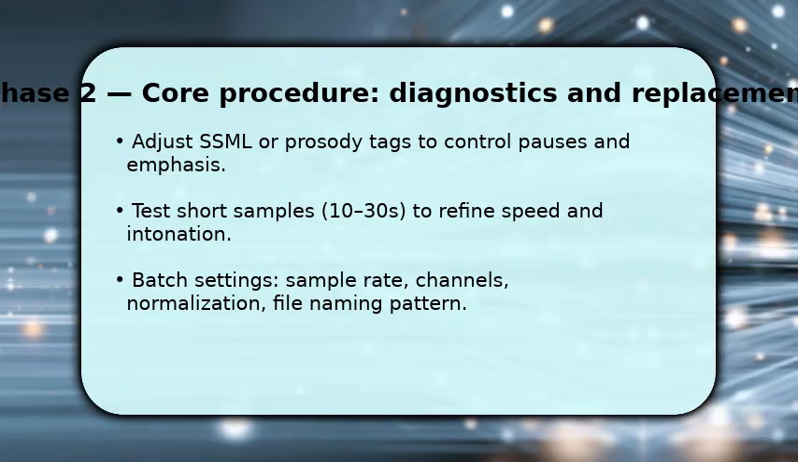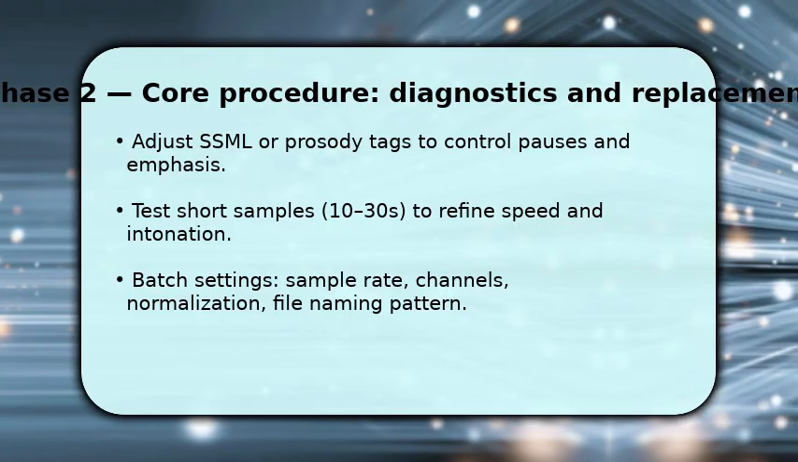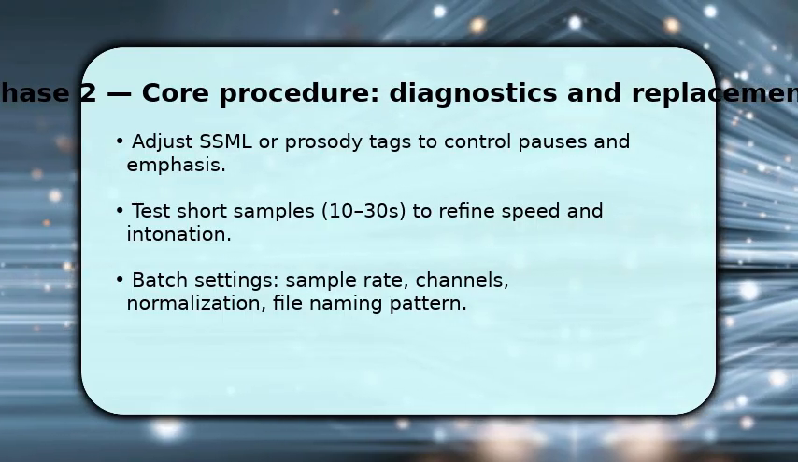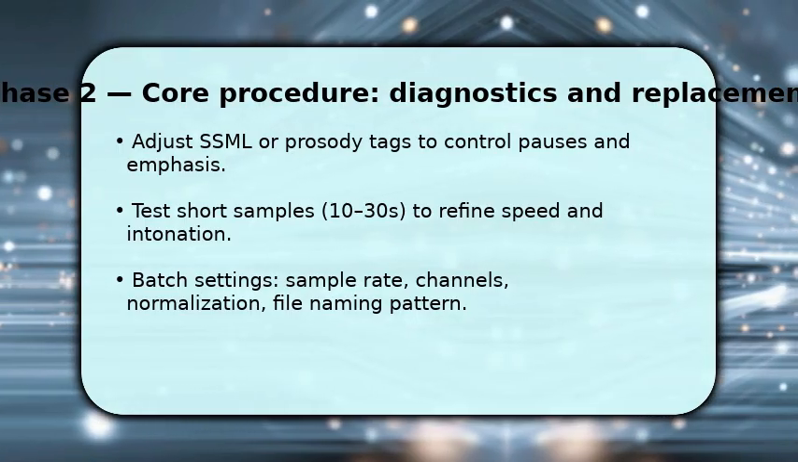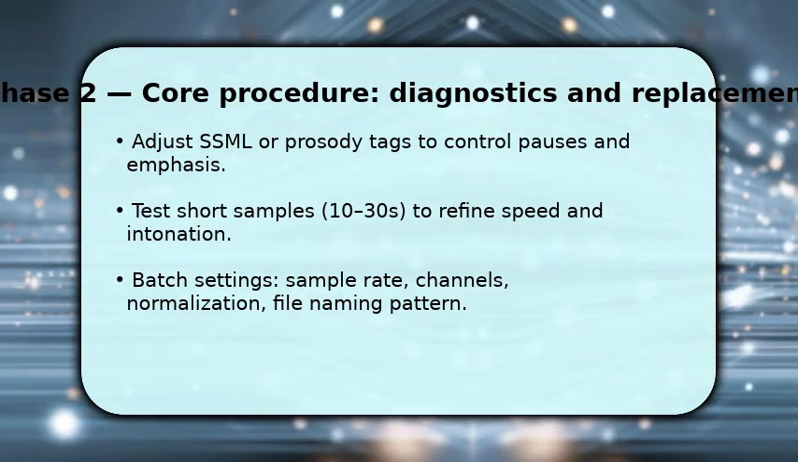Once satisfied, apply batch settings like sample rate, mono versus stereo, and loudness normalization so all clips match. Make a naming convention and export a short test run to confirm consistent results.